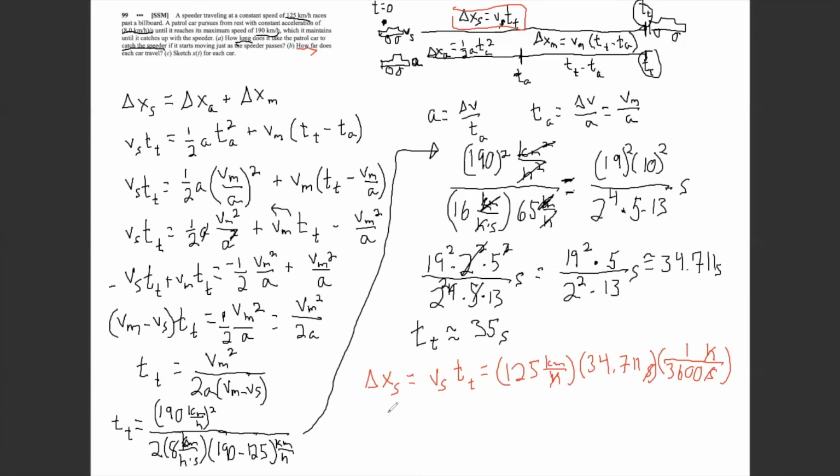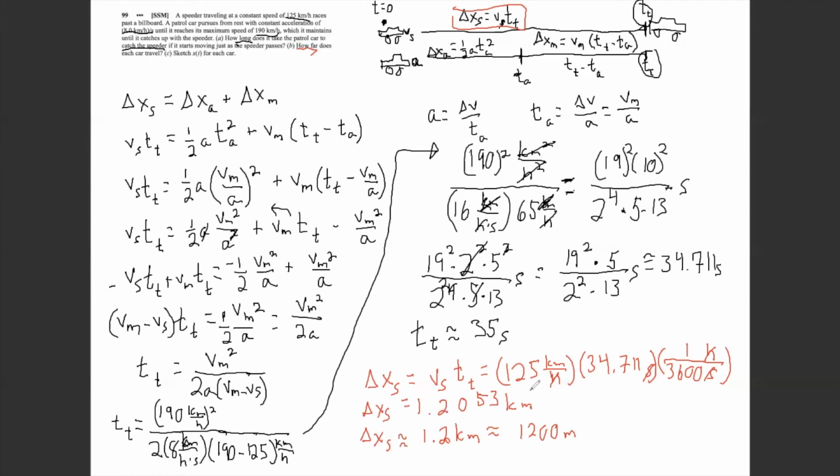And that comes out to be delta XS equals 1.2053 kilometers, which we've got 2 significant digits. So that's delta XS approximately equal to 1.2 kilometers, or if you prefer, if you're uncomfortable, you can just say 1,200 meters. All right, so that's part B.